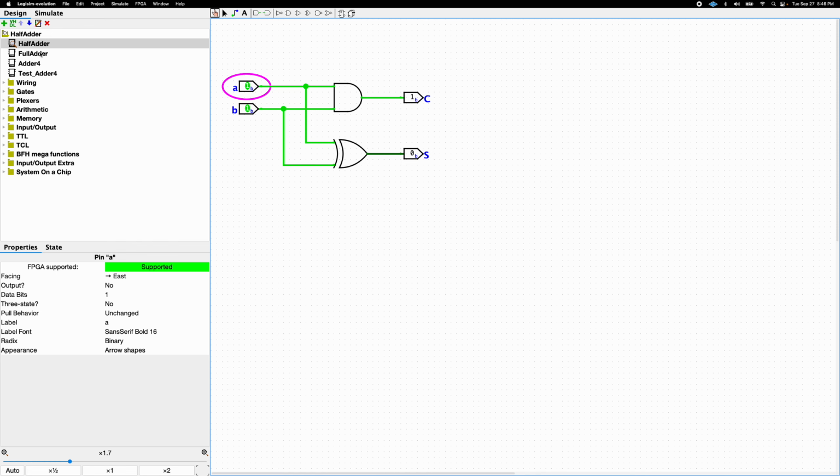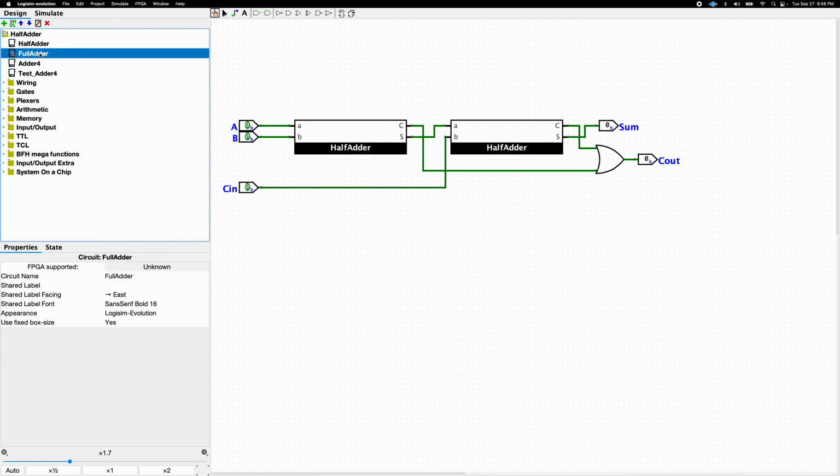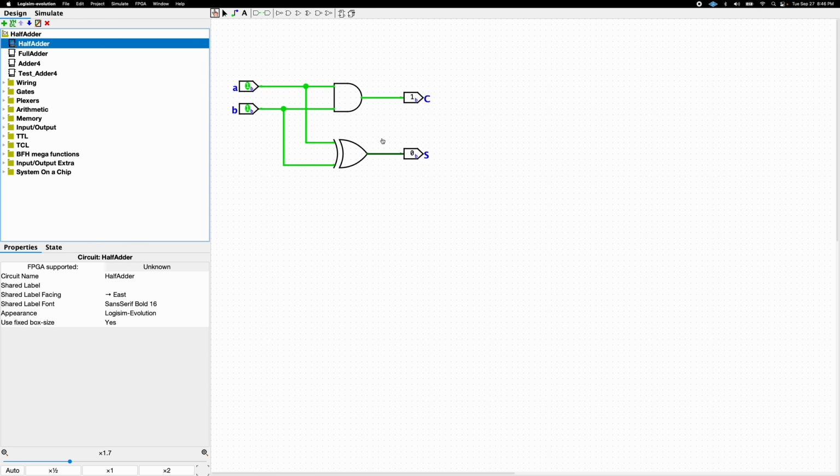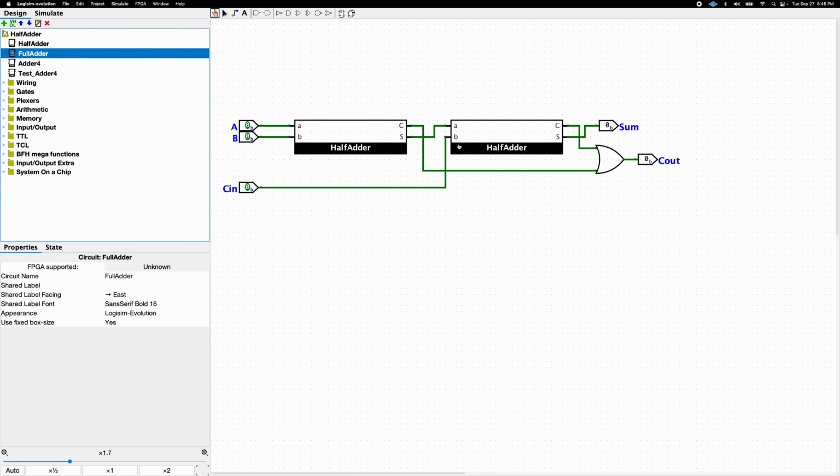So let's go ahead and test the full adder. The full adder is a combination of two half adders. And here you can see these half adders are represented in a box, 2 inputs, and there's our 2 outputs. So this is what is known as a subcircuit. This half adder has exactly this circuit built into it, just a lot more condensed down.